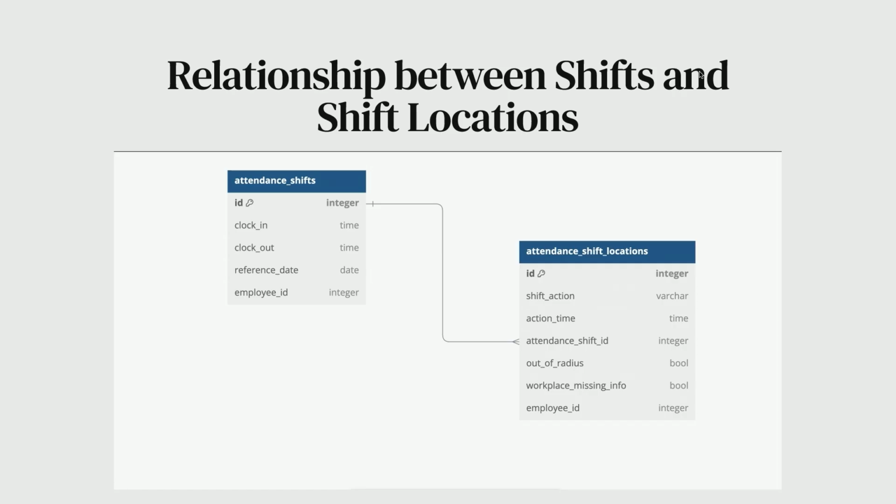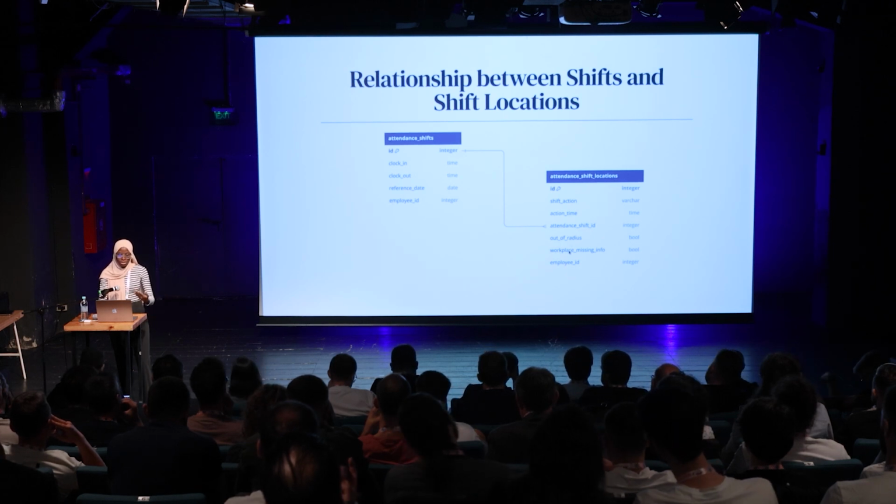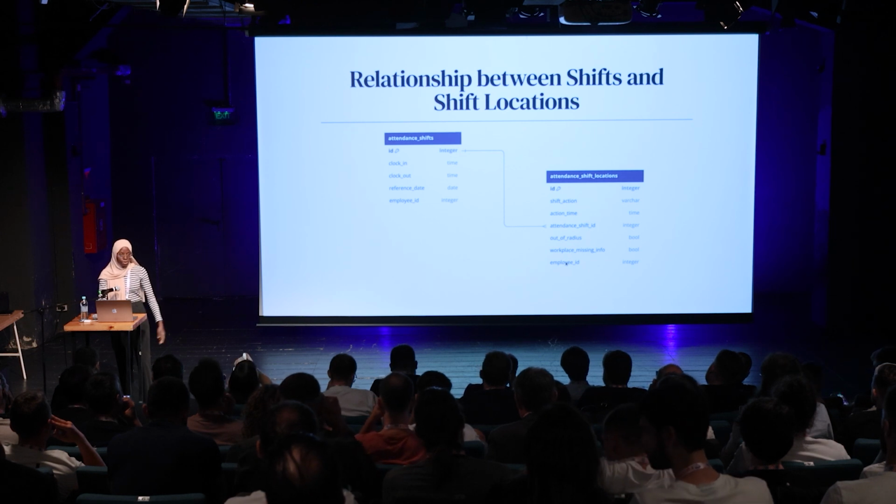So the way it works basically is that we have our shift model here, where we have our clock-in, clock-out, reference dates, and the employee ID, which are created anytime an employee clocks in. And whenever they clock in, an adjoining shift location is created, which has the shift action, whether it's a clock in or a clock out, the action time, meaning what particular time this action was created, and the attendant shift ID, which references the shift that we are trying to explain. Out of radius is basically true if the employee clocked in or created a shift outside the radius the employer expected them to clock in within, or if the employer forgot to put their coordinates, and this workplace missing information will be true, alongside the employee ID.